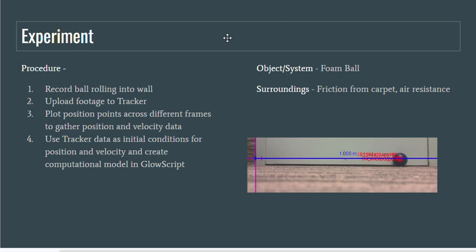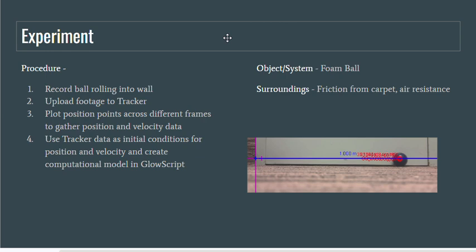For this experiment, the procedure was to record a ball rolling into a wall and bouncing back, upload the footage into Tracker, and use the Tracker software to plot the position points across different frames to gather position and velocity data. And lastly, use the Tracker data as initial conditions for position and velocity to create a computational model in GlowScript.